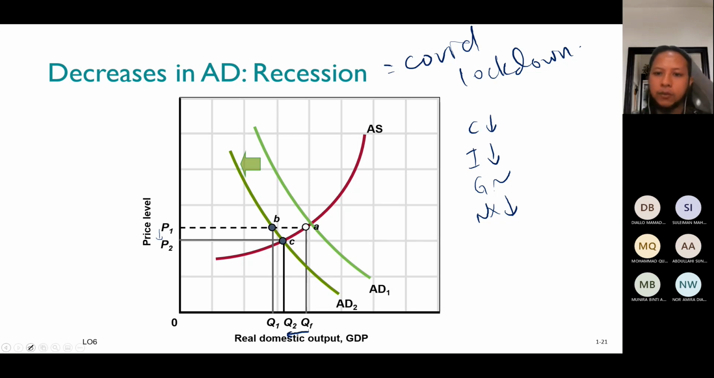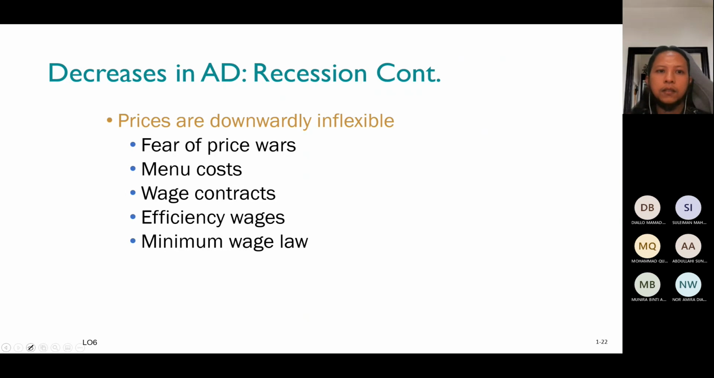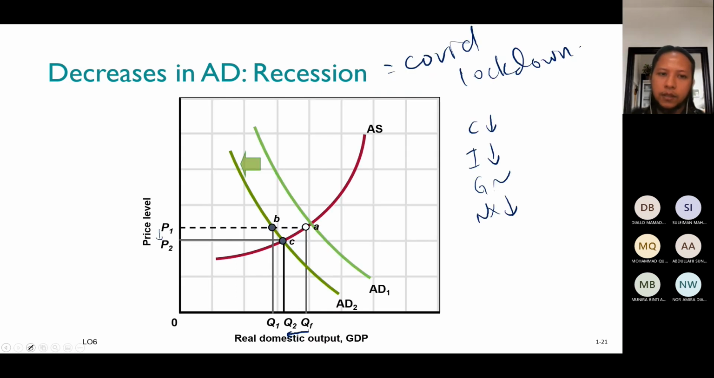But if you look at the textbook, the definition of a recession is when there are two consecutive reductions in terms of output. So usually if in Q1 and Q2 there is a reduction of output, then you can categorize it as a recession. So usually when aggregate demand shifts to the left, in this case, the price level reduction from P1 to P2 is actually quite sticky.